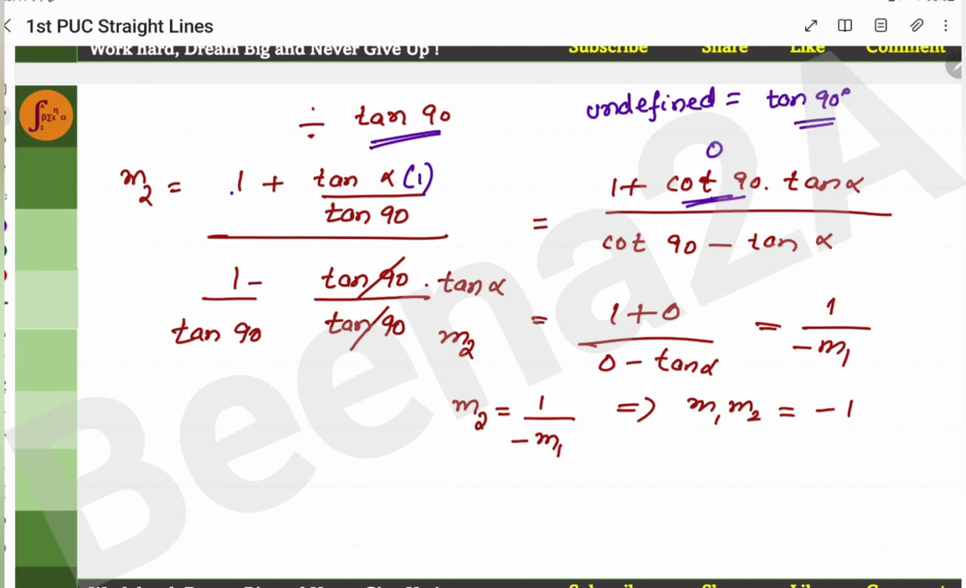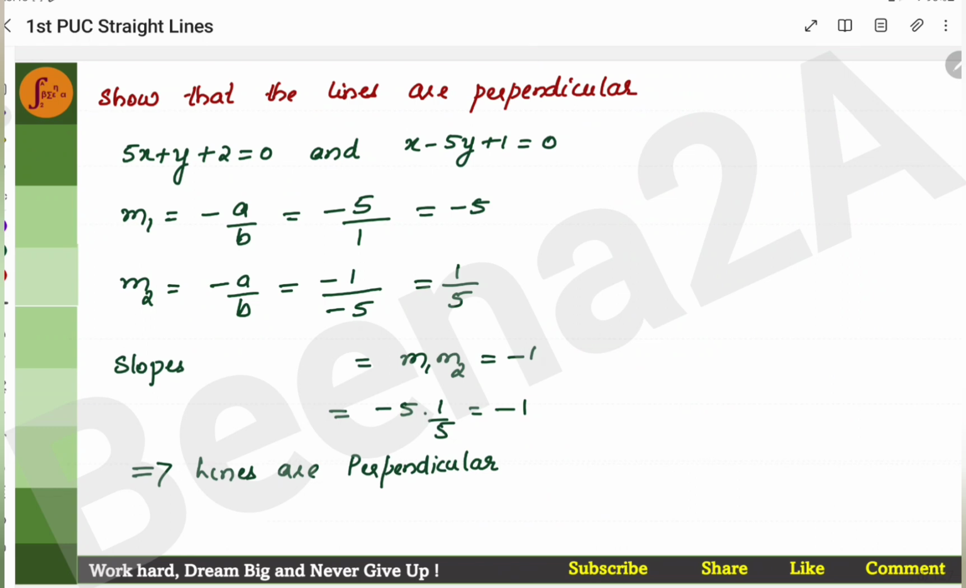So now when you simplify, you will get M2 equal to 1 by minus tan alpha. What is tan alpha? M1. So M2 will be equal to minus 1 by M1, which means M2 into M1 is equal to minus 1. So the product of slopes of perpendicular lines is always minus 1. So we'll look at an example.